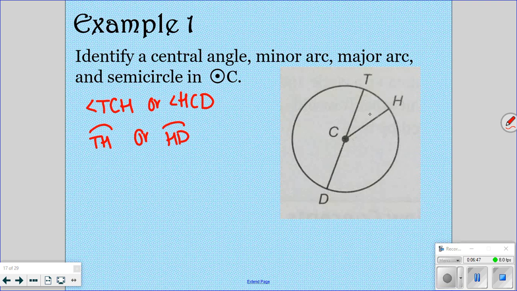Now for a major arc, you could do arc HTD. HTD is more than half a circle. You could also do arc TDH, which would be this whole thing. You could make this DTH or HDT, but those are really the only 2 that you can do for major arcs. And then the only semicircle that you can name is going to be either THD or DHT. So that's the semicircle that you would have for this circle. Okay?